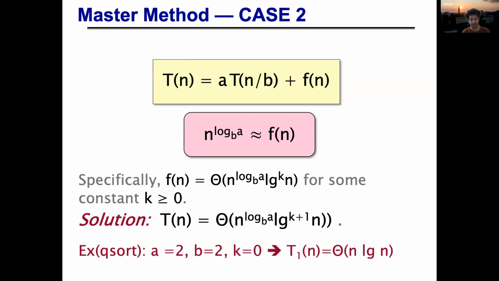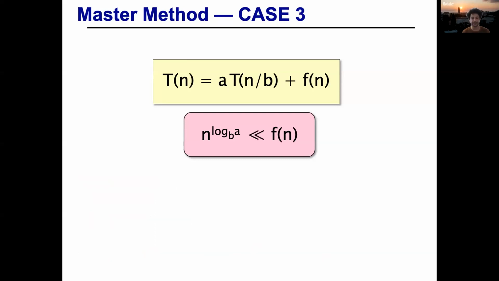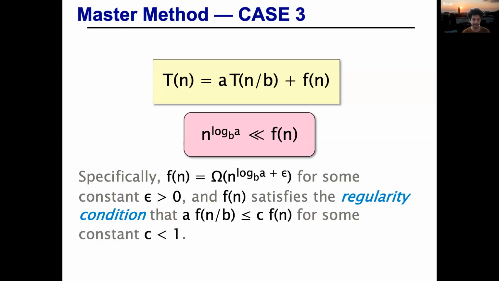Exactly the quicksort recursion that I described, without the formula, is written at the bottom. And the final case is, of course, symmetric, where the cost of combination dominates. More specifically, it means that the cost of combination is big omega, at least n to the log base b of a plus some positive epsilon. And in this case, the solution will be basically dominated by f of n.